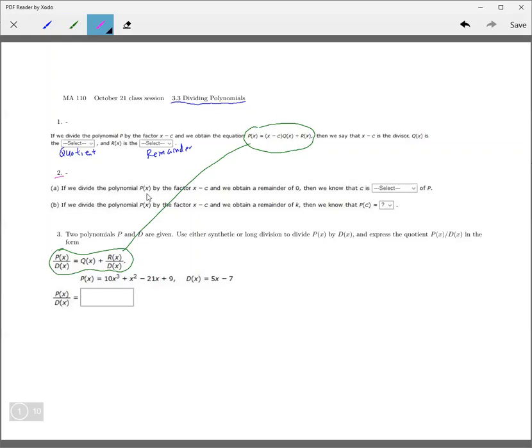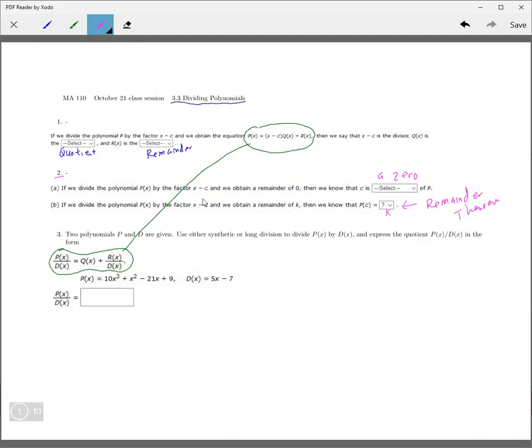If we divide the polynomial p of x by the factor x minus c, and we obtain a remainder of 0, then we know that c is a 0 of p. If we divide the polynomial p of x by the factor x minus c, and we obtain a remainder of k, then we know that p of c equals k. This right here is called the remainder theorem, and we will use this later. There'll be some exercises later on that specifically deal with that.